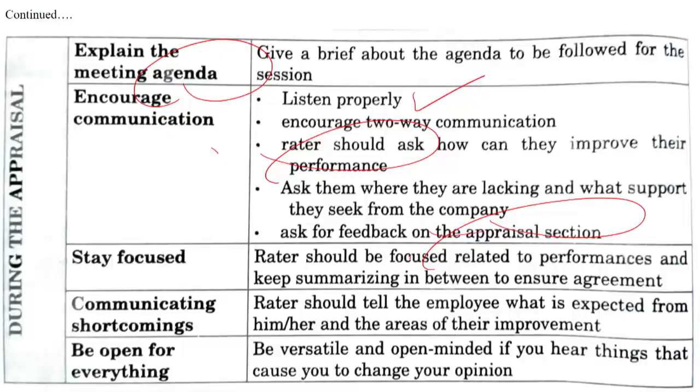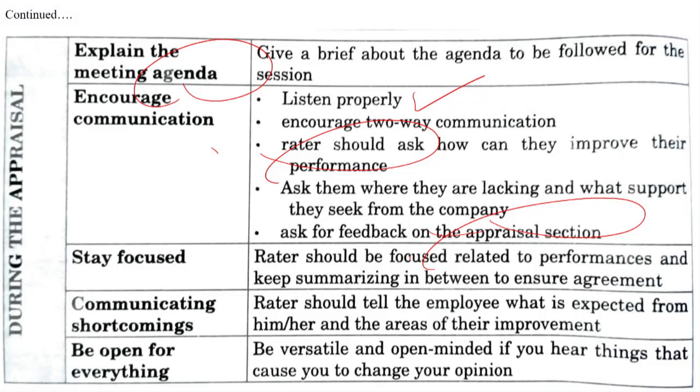So whenever the performance appraisal is taking place, there is an interaction between the rater and ratee, and they are trying to find out where are the loopholes, what are the hindrances, or what are the bottlenecks, and how these bottlenecks can be overcome. Then the rater should be focused on performance and keep summarizing in between to ensure agreement.